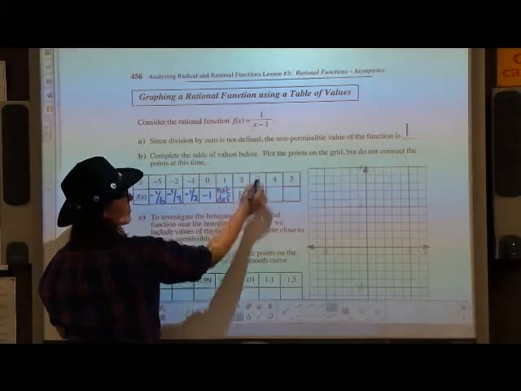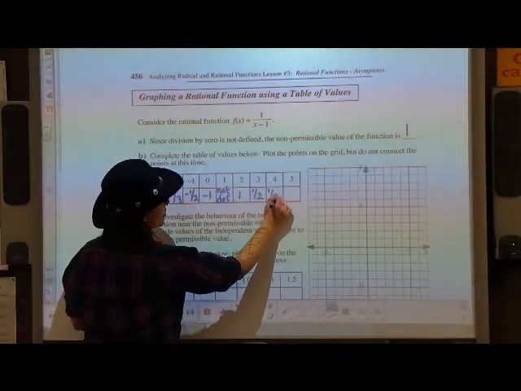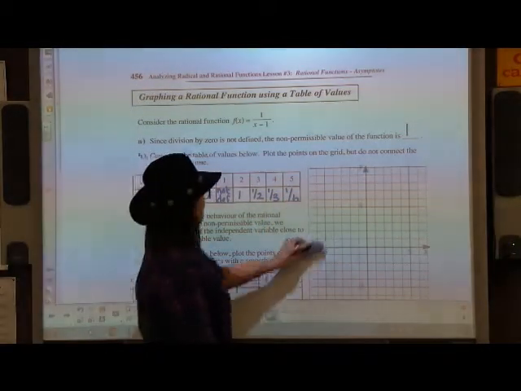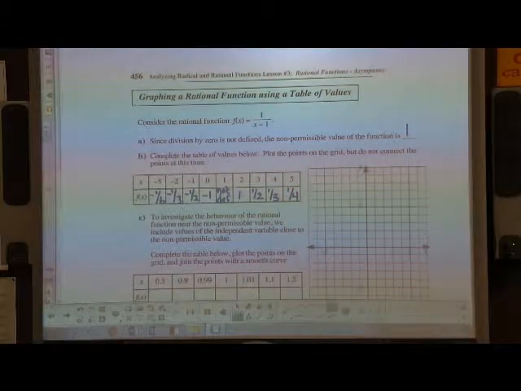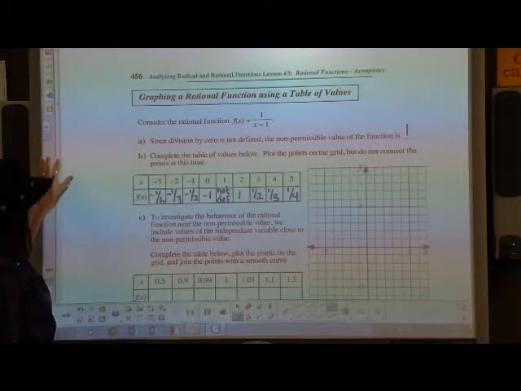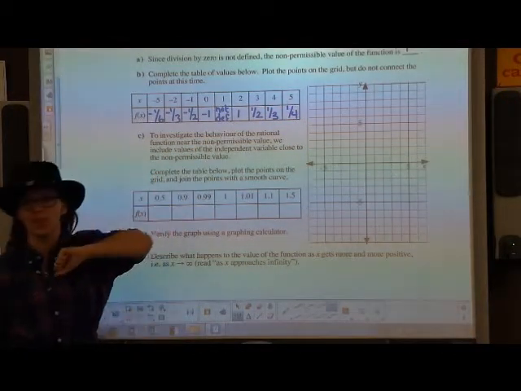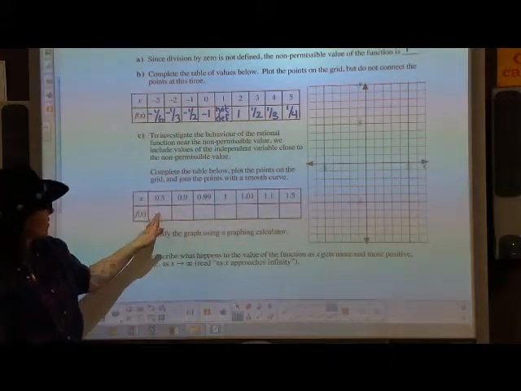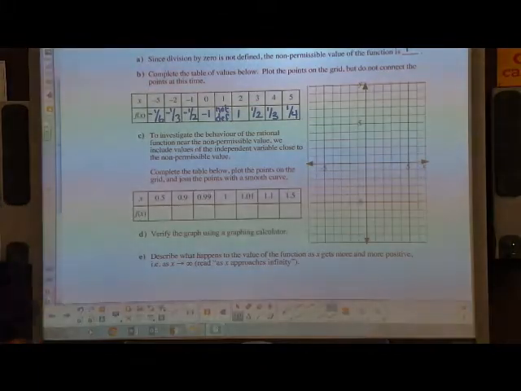And then when it's 3, I would get 1/2. When it's 4, I get 1/3. And when it's 5, I get not 1/6, 1/4. So what we're going to do is investigate the behavior of this rational function as I get closer to this non-permissible value of 1. So instead of just looking at 0 and 2, we're looking at things like 0.5, 0.9, 0.99, and so on.